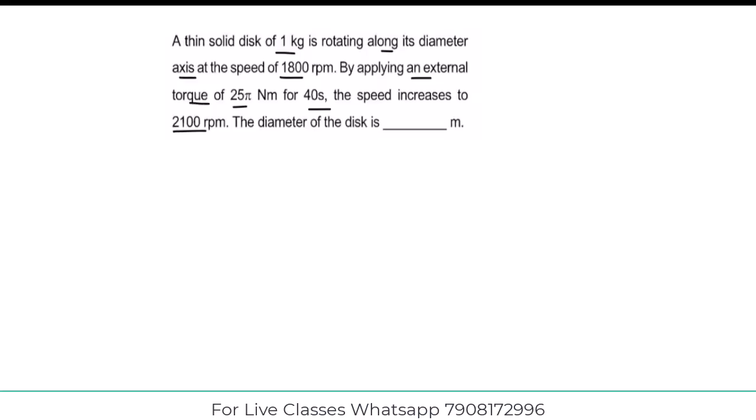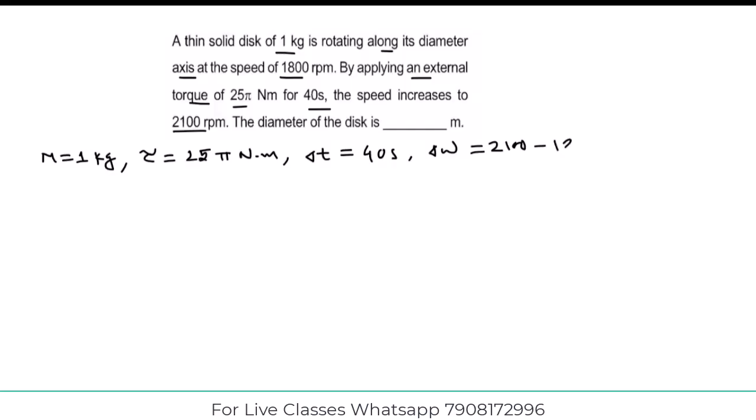So, the solid disk of mass m is equal to 1 kg. Mass is 1 kg and it is given a torque tau equal to 25 pi Newton meter for a time delta t equal to 40 seconds, and in that time the angular speed changes from 1800 to 2100. So, the change in angular velocity delta omega is 2100 minus 1800, that is 300 rpm.